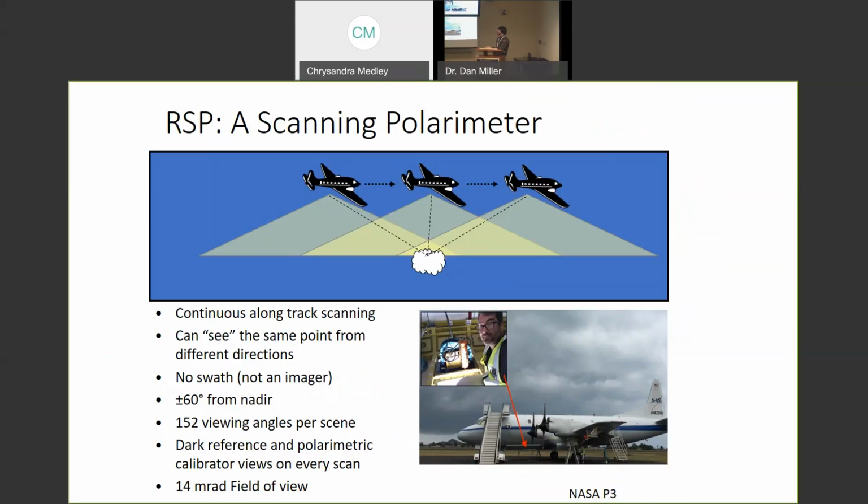And because it's on an airborne platform, it can also get pretty high spatial resolution just by flying close to the cloud. Here on top is the scan swath as it flies over the cloud, and the different views from each different plane location give you the same target from different angles. It's got a bunch of on-platform calibrators, and it's been very useful for a bunch of different types of studies.